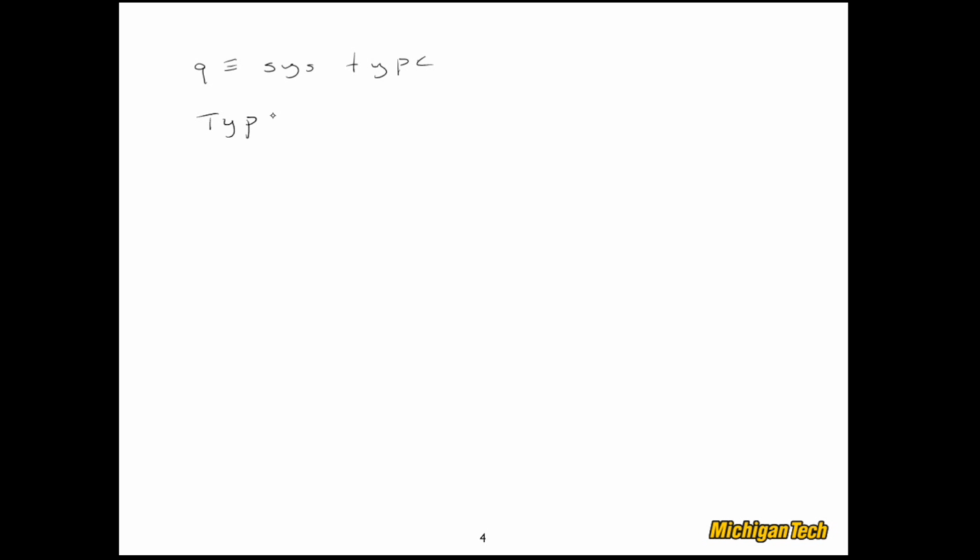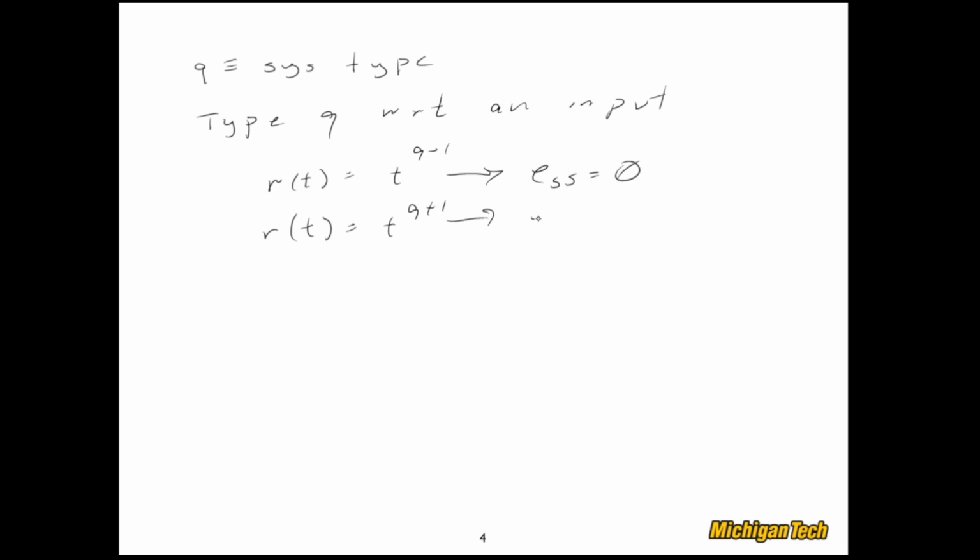So if we're told that the system is type Q with respect to an input, either the reference or the disturbance, then if r(t) is equal to t^(q-1), then the steady state error is 0. And if we have r(t) equal to t^(q+1), so one order higher, then the steady state error goes to infinity.